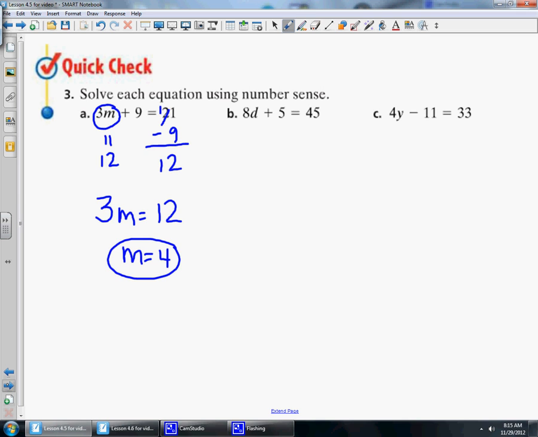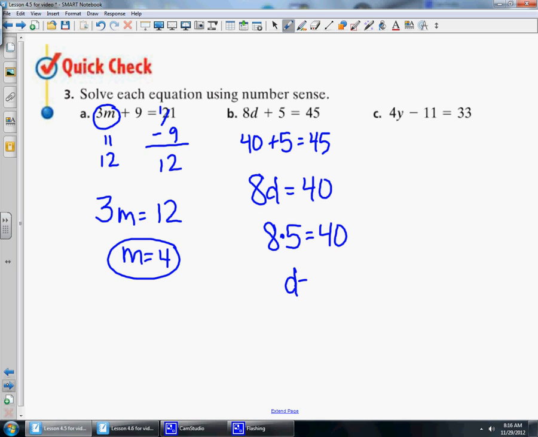So let's look at this. We cover up the 8D. What plus 5 is equal to 45? Well, we know this should be 40 plus 5 is equal to 45. So how can we make 8D equal to 40? 8 times what is equal to 40? Well, 8 times 5 is equal to 40. So that means D equals 5. Again, using mental math.